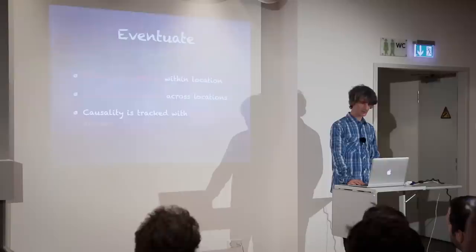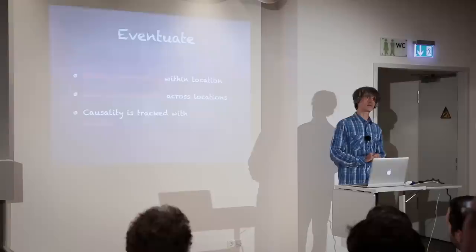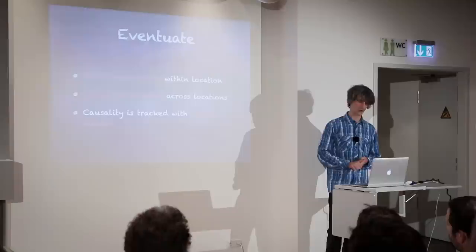So a typical Eventuate application is operated in a way that you have strong consistency within a location. So within a single location, you use Eventuate in a very similar way as you use an Akka Persistence application. So for your write models, you have your dedicated event-sourced actors, and they are operated as singletons in this location. So in this way, you can achieve strong consistency. But you only have causal consistency across locations, and causality is tracked with vector clocks in Eventuate. So we track potential causality here.